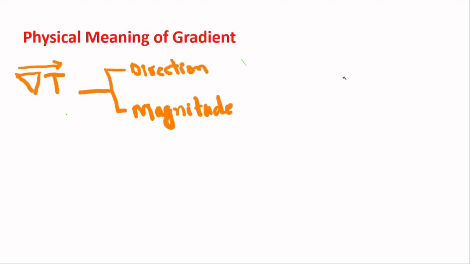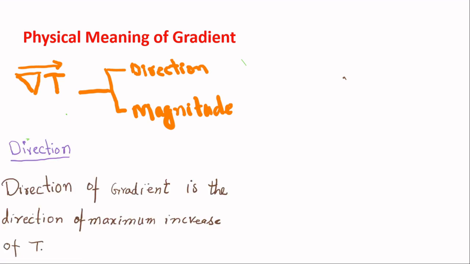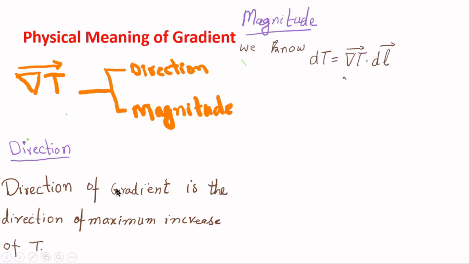So the physical meaning of gradient, we can discuss it in two ways. What does it tell us, the direction of gradient? What does it tell us, the magnitude of gradient? The direction of gradient tells us the direction of maximum increase of t. So the direction of gradient is that direction in which the increase of some scalar function is maximum.